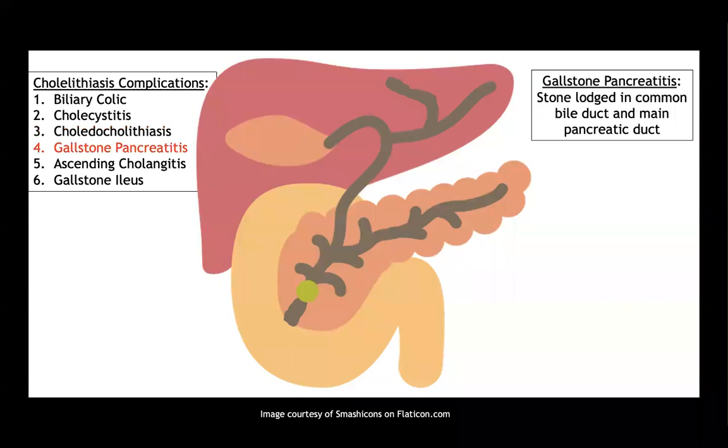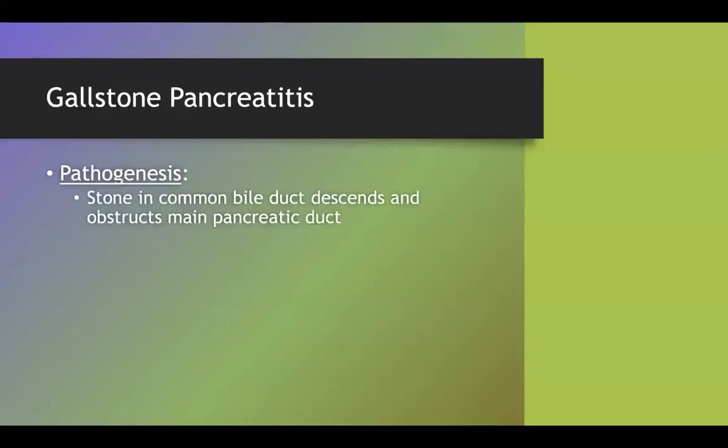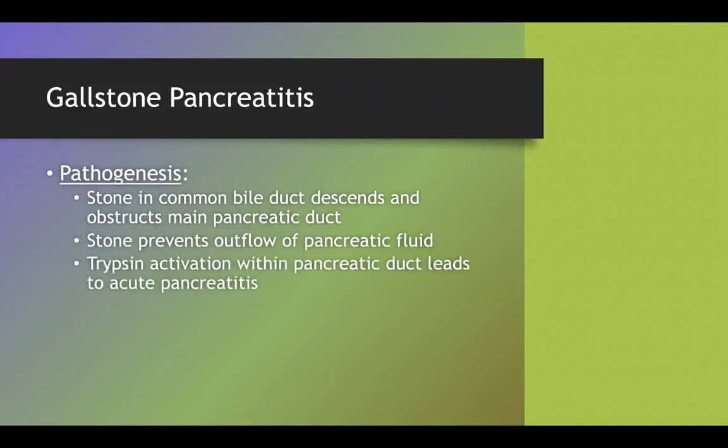So gallstone pancreatitis is when the stone makes it all the way down where it lodges in the main pancreatic duct / the CBD here. So in gallstone pancreatitis, we know where the stone is. This prevents outflow of pancreatic fluid. And when you have blocked outflow of pancreatic fluid, that can actually lead to acute pancreatitis.